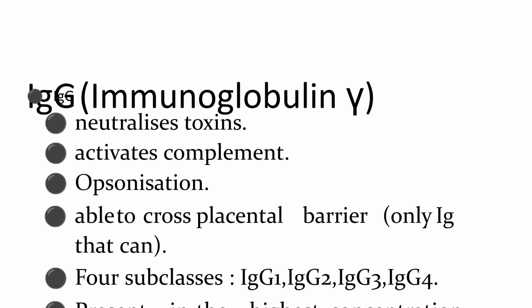IgG, immunoglobulin gamma, neutralizes toxins, activates complement, and is involved in opsonization. It is the only Ig that can cross the placental barrier. It has 4 subclasses and is present in the highest concentration in the blood.